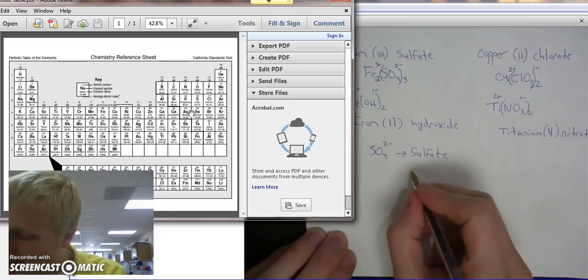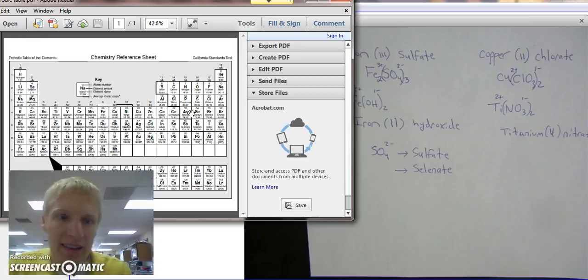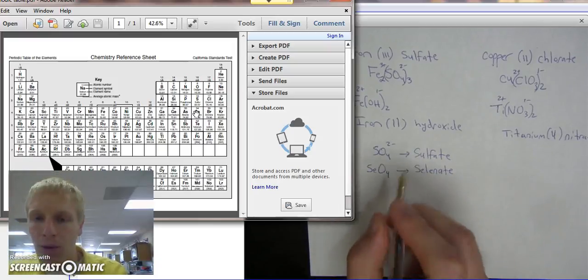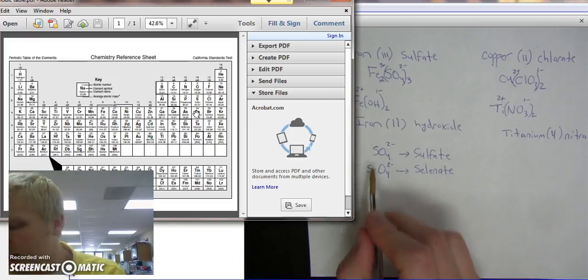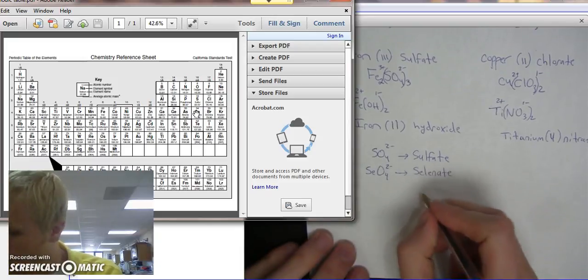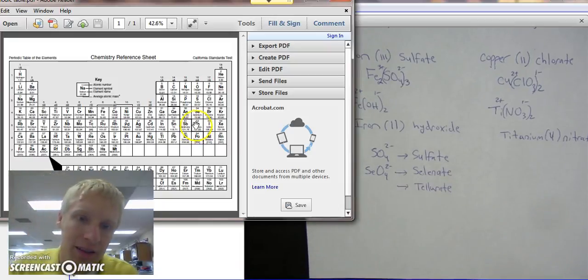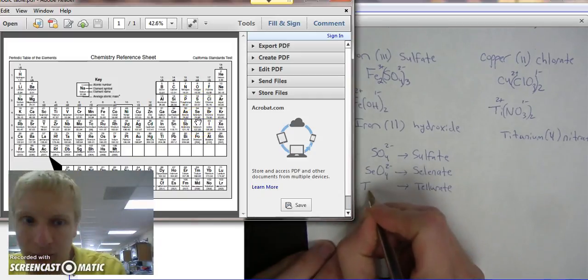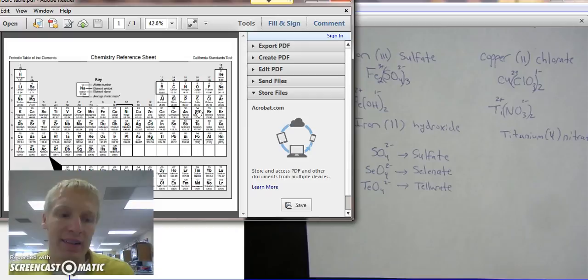If we want to know what selenate is, since selenium is in the same column as sulfur, it's going to look very much like sulfate. It's going to be SeO4, and it's going to have a 2 minus charge. Selenate, sulfate. The only difference is that first element, selenium versus sulfur. What do we have? Tellurate. Same deal. Tellurium is in the same column as sulfur, so it's going to follow the same pattern. We have TeO4 with a 2 minus charge.